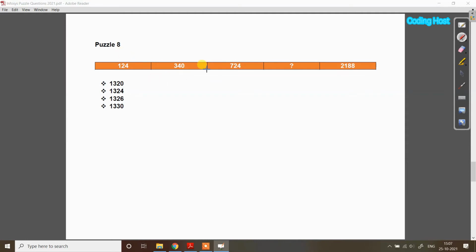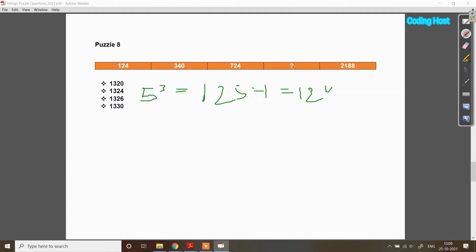You can see that we have a series of numbers and we have to find the missing number. So whenever we are getting very large numbers in the question, we should check whether they are the cube of a number. You can see that cube of 5 is 125, and 125 minus 1 is equal to 124.